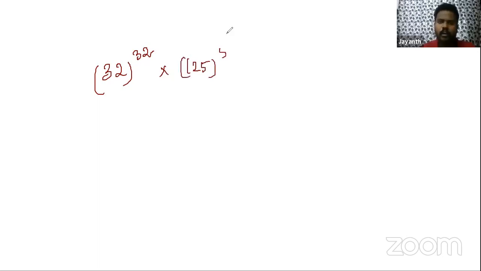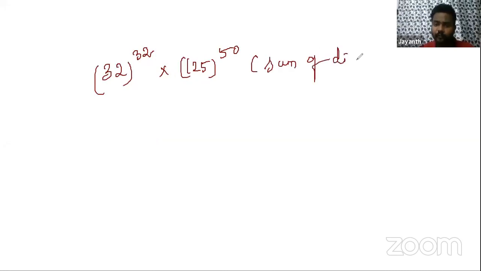If you all understood the previous problem, do this one and tell me the sum of the digits present in the product. I will be waiting for your answer. Do that: 32 power 32 into 125 power 50. What is the sum of the digits present in the product? Yes, go ahead.